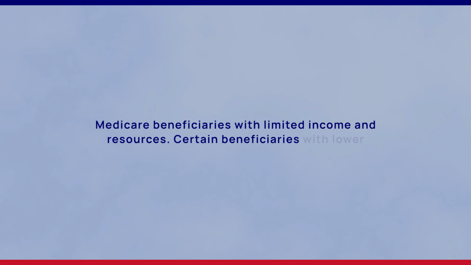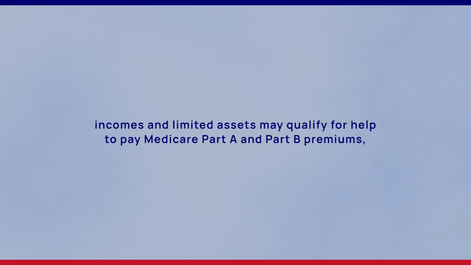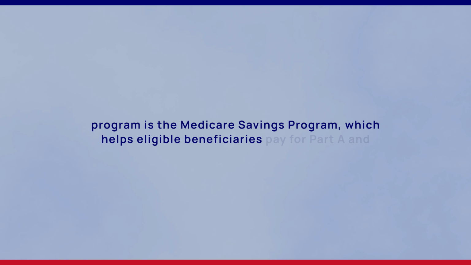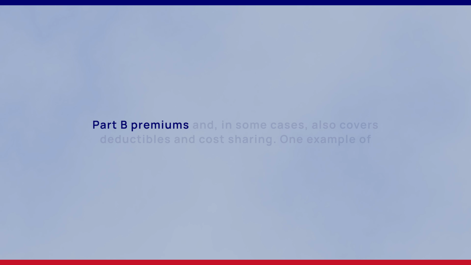Certain beneficiaries with lower incomes and limited assets may qualify for help to pay Medicare Part A and Part B premiums, Part A and Part B deductibles and cost-sharing, and some Part D prescription drug costs. These assistance programs are typically managed through the state Medicaid office. One such program is the Medicare Savings Program, which helps eligible beneficiaries pay for Part A and Part B premiums, and, in some cases, also covers deductibles and cost-sharing.